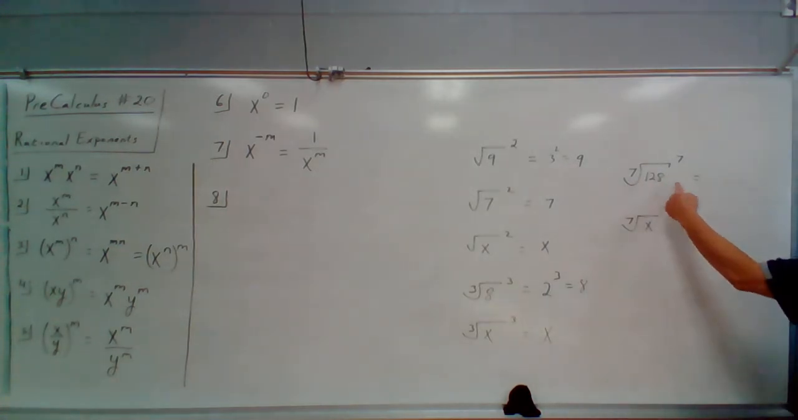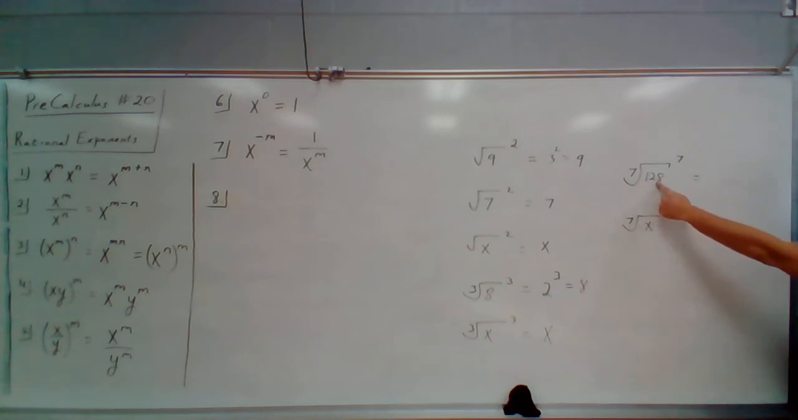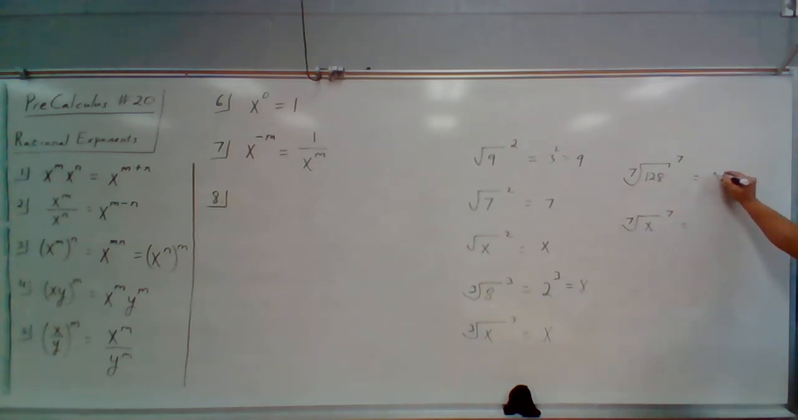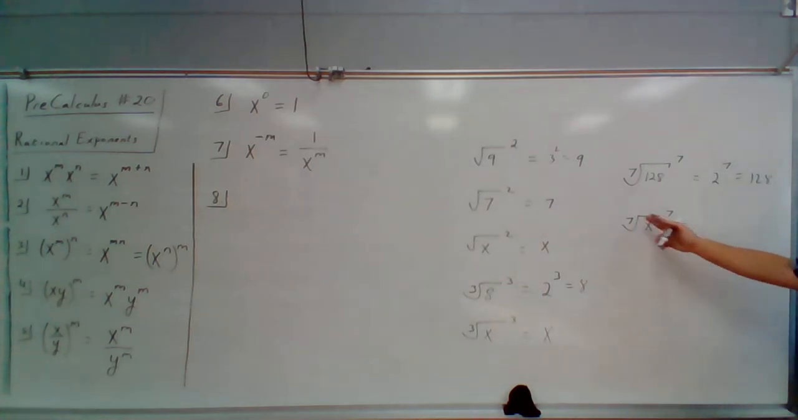All right. The 7th root of 128, well, the 7th root of 128 is 2. And then 2 to the 7th is 128. I get exactly back where I started. So the 7th root of x to the 7th would be x.